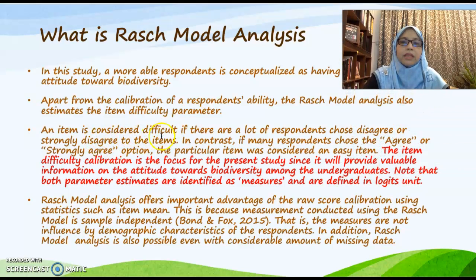An item is considered difficult if a lot of respondents choose disagree or strongly disagree. In contrast, if many respondents choose agree or strongly agree, the particular item is considered an easy item. So the item difficulty calibration is the focus of the present study, since it will provide valuable information on the attitude towards biodiversity among the undergraduates. Please note that both parameter estimates are identified as measures and are defined in logit units.